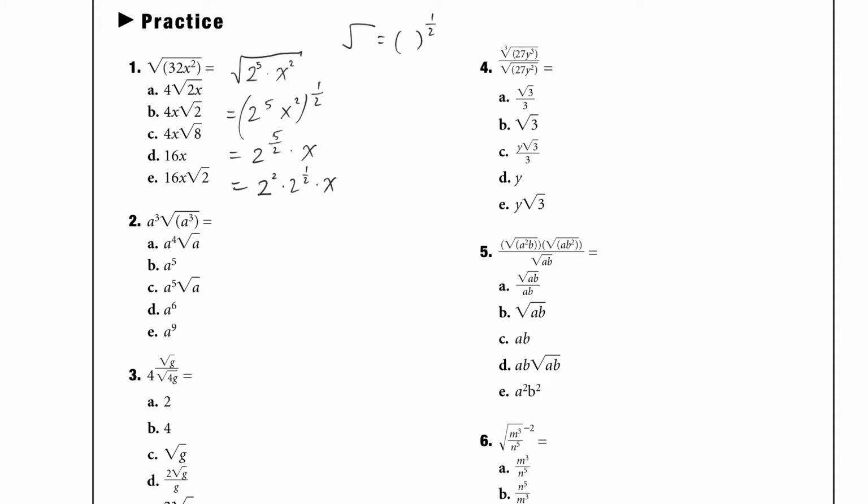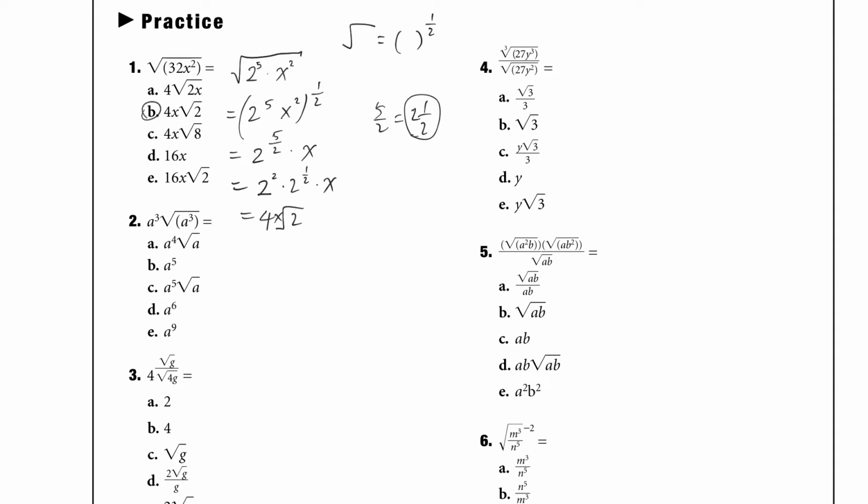And the reason for that is because 5 over 2 is equal to 2.5. And I can break this down into 2 to the power of 2 times 2 to the power of half. And so I get 4 times, and 2 to the power of 1/2 is simply square root of 2. And then x just comes up front. So the answer is 4x times the square root of 2. B.